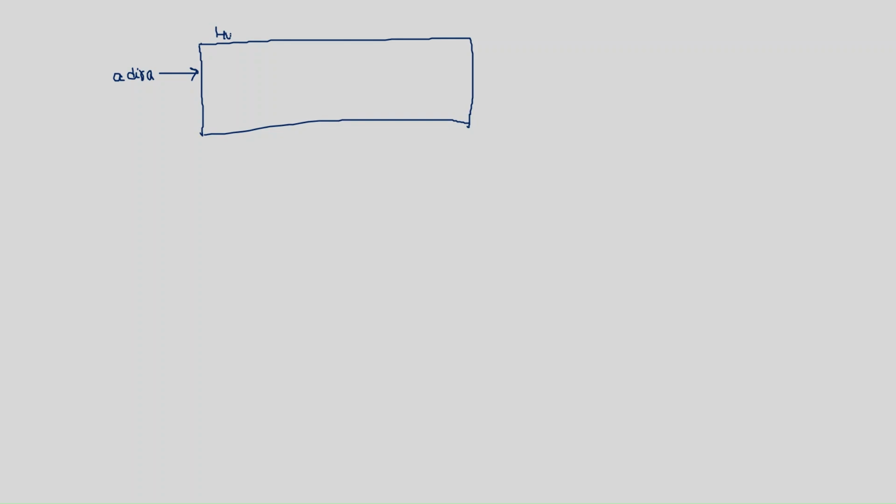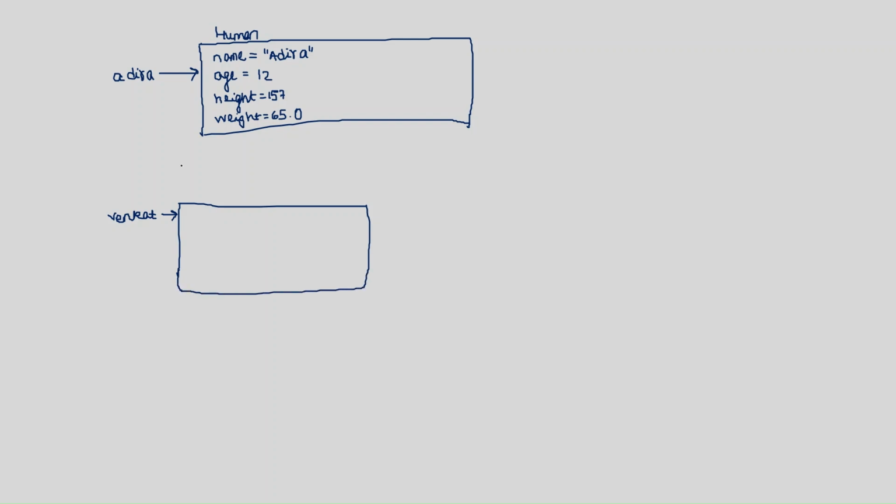where this is a human type, and it stores in its properties, or the instance variables, a string which has the name Adira, age which is I think 12, height is 157, and weight is 65.2 because it's a double type. So this is how it looks in the heap memory. Similarly for Venkat, things remain the same. It also points to a human type, okay, with the name that is Venkat and all the rest of the properties as it was.